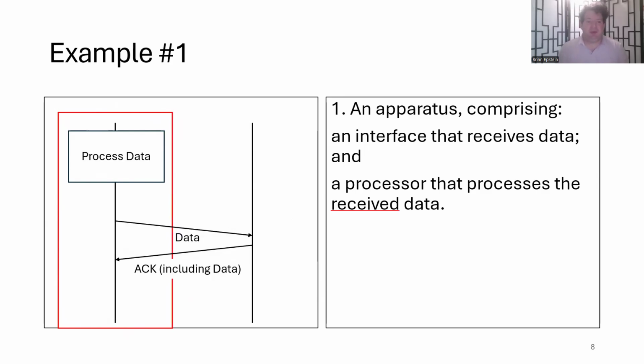On the left side, you can see we process data, right? A processor that processes data. It processes received data, and then the interface transmits the data. That's not shown in claim one, but maybe that's in claim two, or maybe that's nowhere in the claims. And then we receive an acknowledgement packet including the same data that was processed.